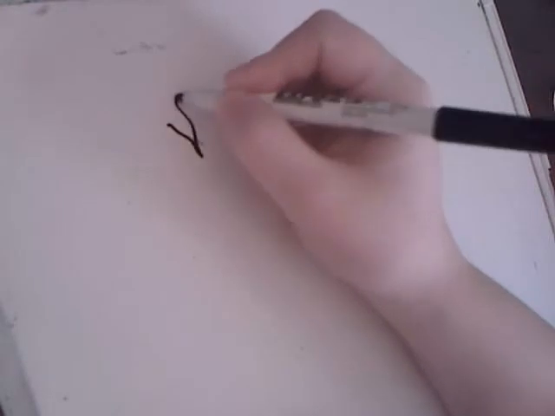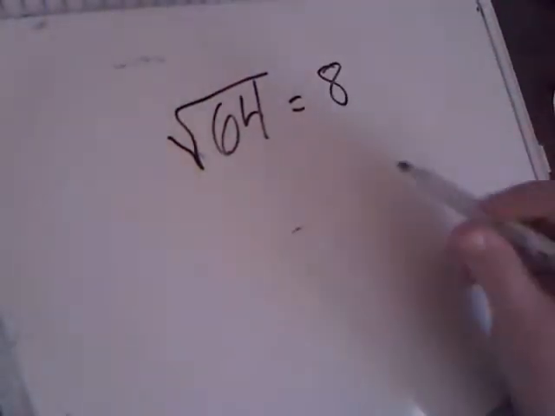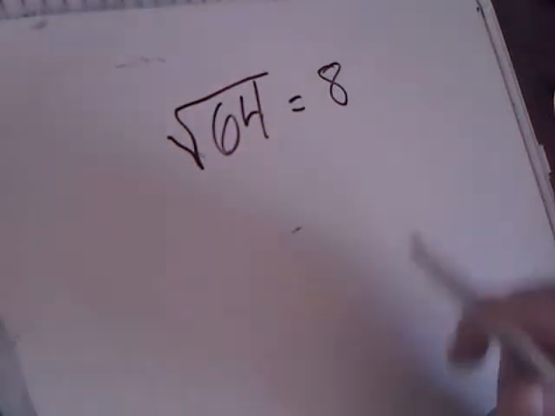This video is going to talk about the square root symbol. This is the square root symbol. When you put a number inside of it, what you want to figure out is what number times itself will equal 64. So, example in this case, 8. The square root of 64 is 8 because 8 times 8 is 64.